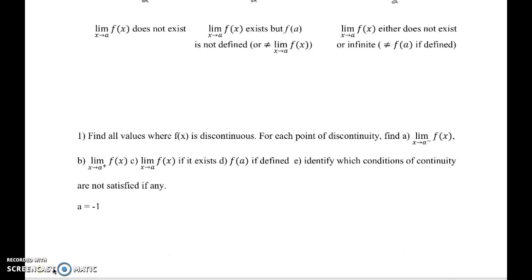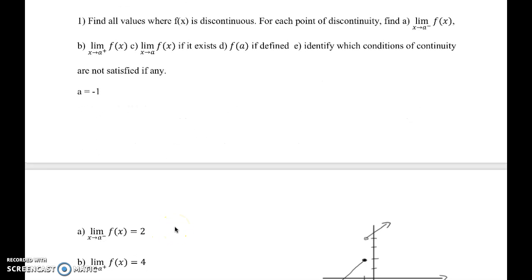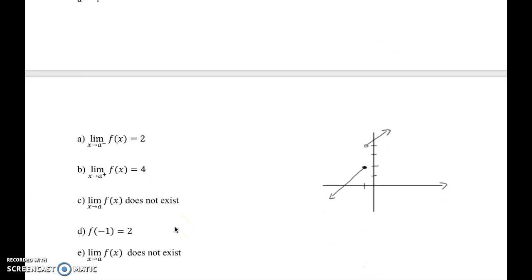All right, so we want to go ahead and find all the values where the following function f of x is discontinuous, and we want to look at all three of our rules of continuity. We want to try to find the limit from the left and from the right if it exists, see if f of a is defined, and identify which conditions of continuity are not satisfied. So we're going to look at a equals -1 for the following graph.